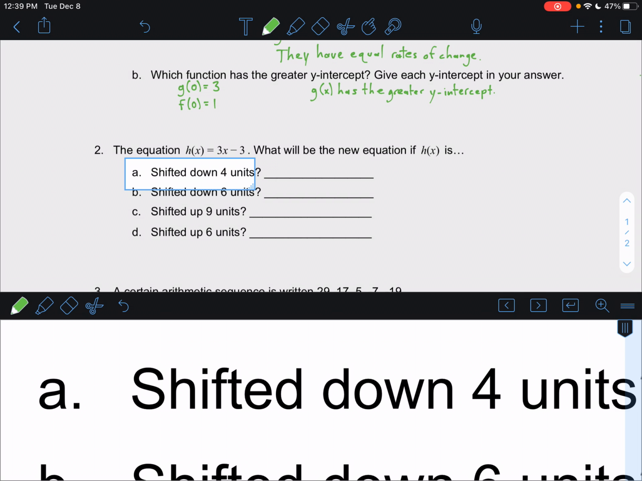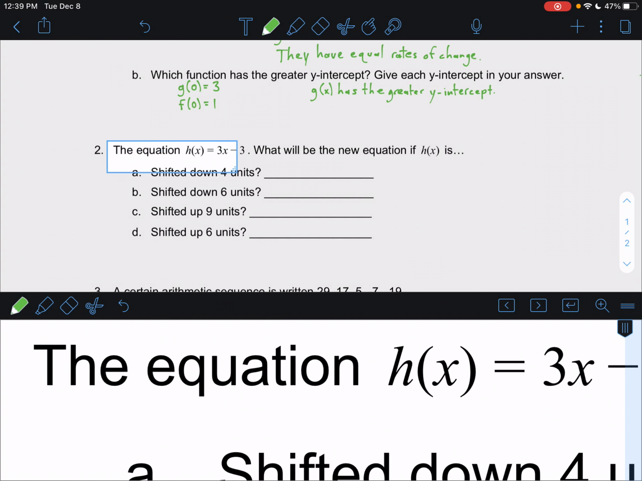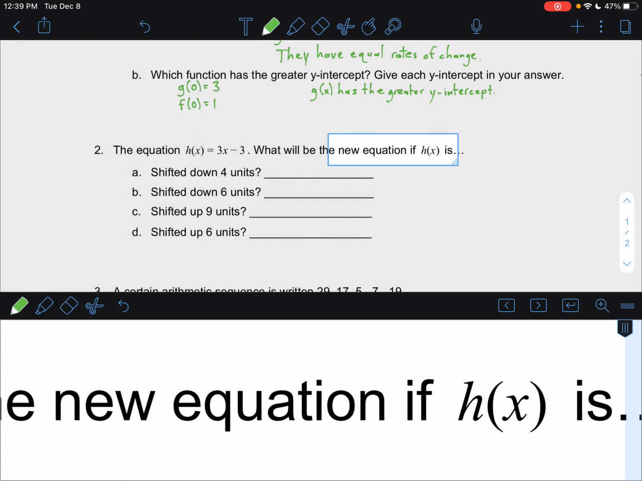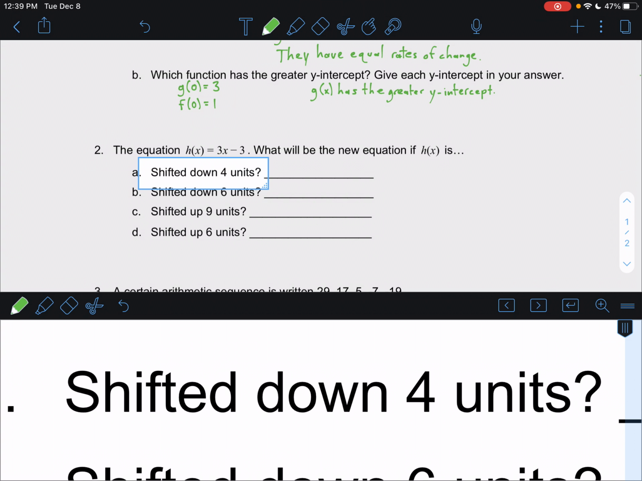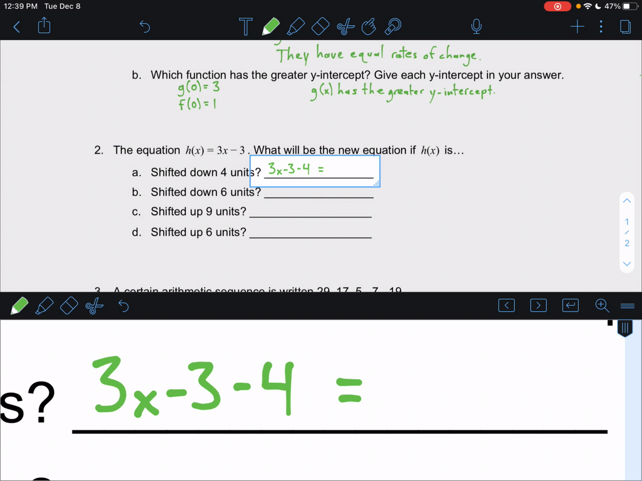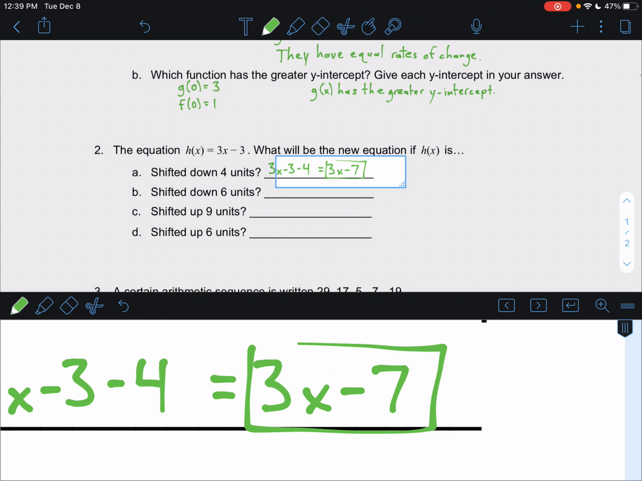Okay, the next part is vertical transformations. And it says the equation h of x equals 3x minus 3. What will be the new equation if h of x is shifted down 4 units? So if I'm shifting it down 4 units, I'm taking this 3x minus 3, and I'm subtracting another 4, because that's just a downward shift of 4. So I'm going to combine like terms there. I still have that 3x, and negative 3 minus 4 is negative 7, so it's 3x minus 7. That would be my answer. If it shifted down 4 units, it's 3x minus 7.